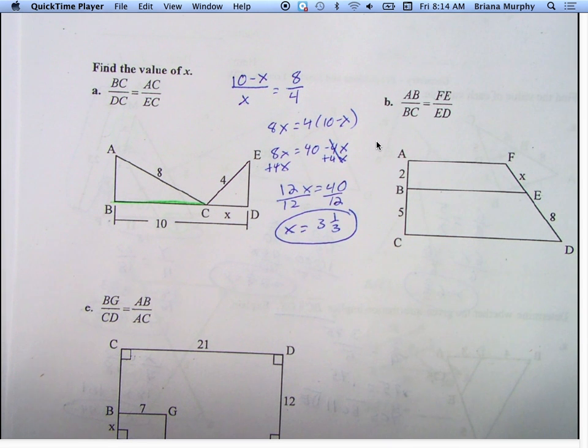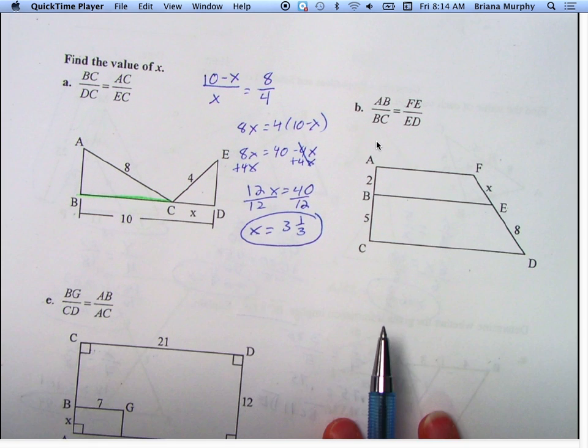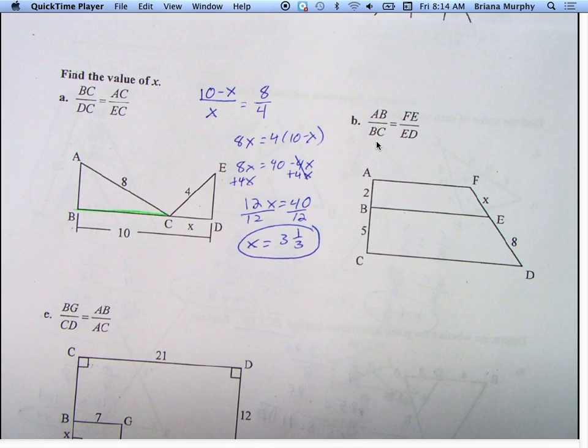How are we feeling? So-so? Basically it's telling you the numbers to use. All right, why don't you guys try B? Remember, plug it in. It tells you right here what A to B is, what B to C is.